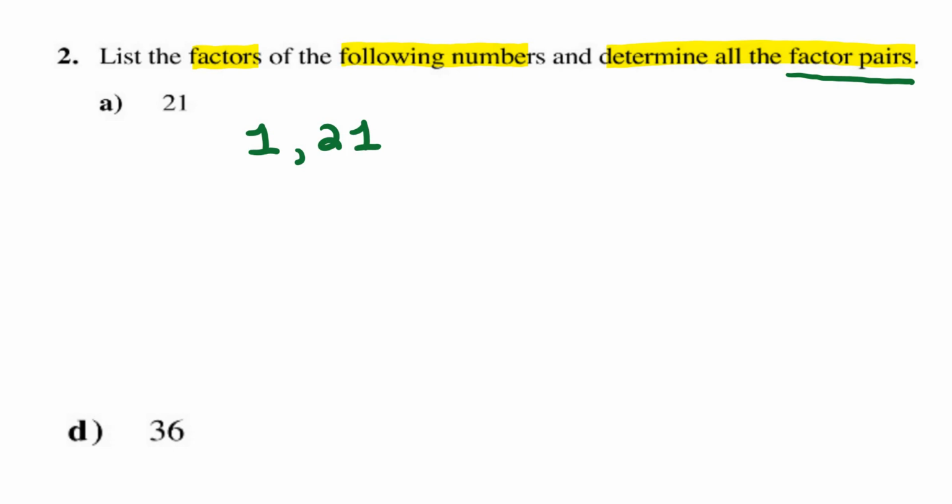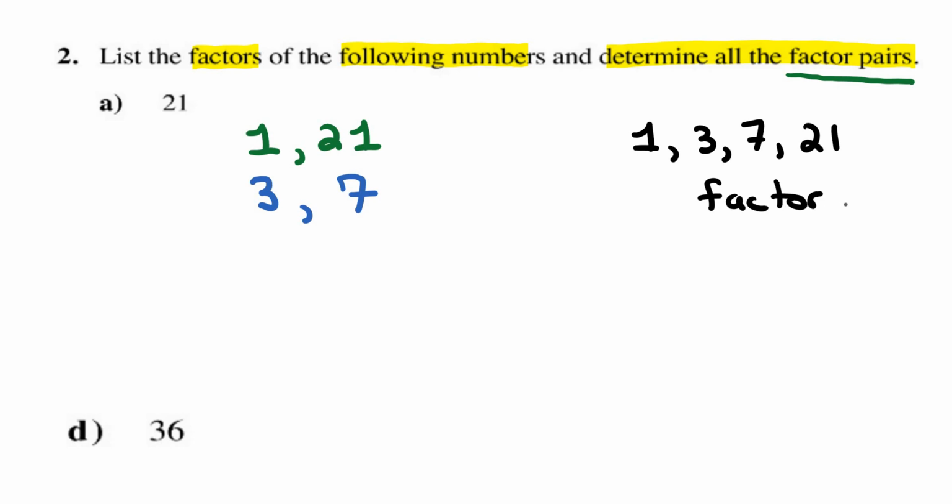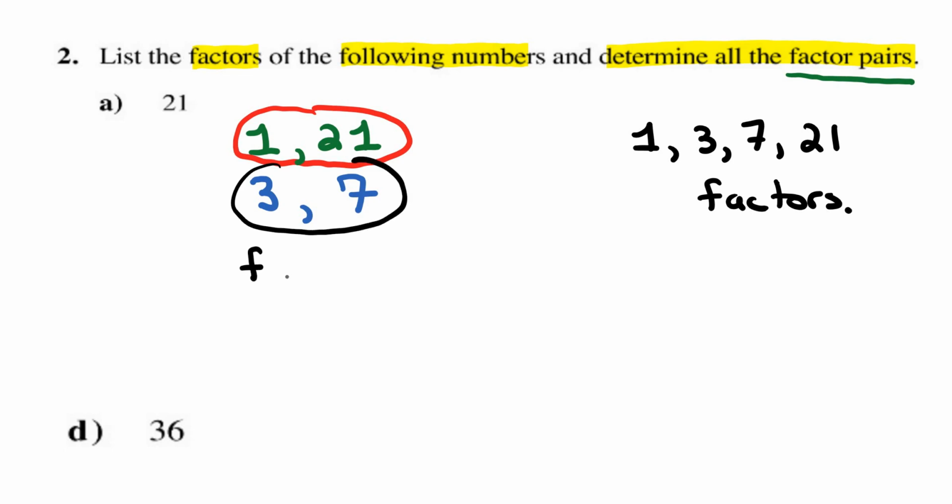Another combination that's definitely going to work is 3. 3 times what will give me 21? That's 7. So there you go. Those are my factors: 1, 3, 7, and 21. And my pairs are the numbers that multiply to 21. So 1 and 21, that's one pair, and 3 and 7. These are called the factor pairs.